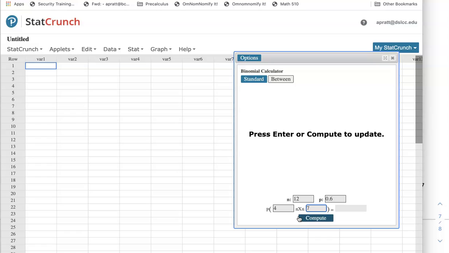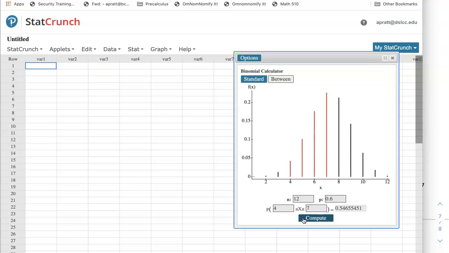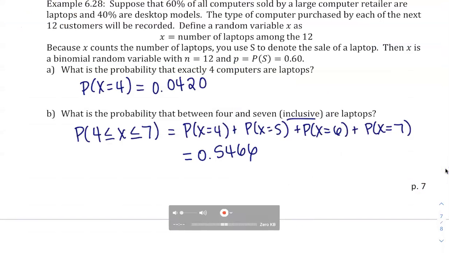So if you're not going to include the endpoints, that's how you would do it. But most of the time, you're going to include the endpoints, which is why StatCrunch has it defaulting to this, because this is how you would need the question answered 99% of the time. So hit compute, and there's our probability, 0.5466. It's so much easier using technology.